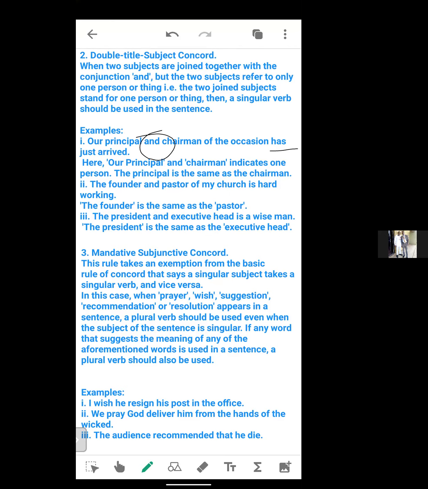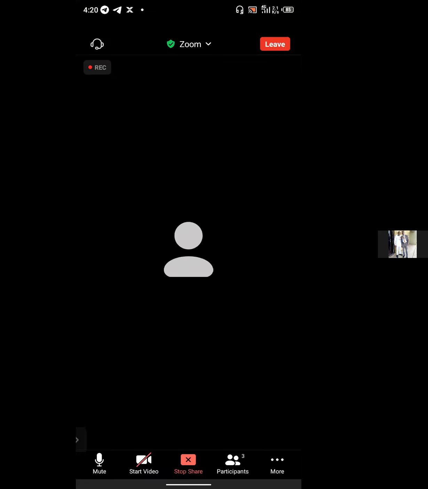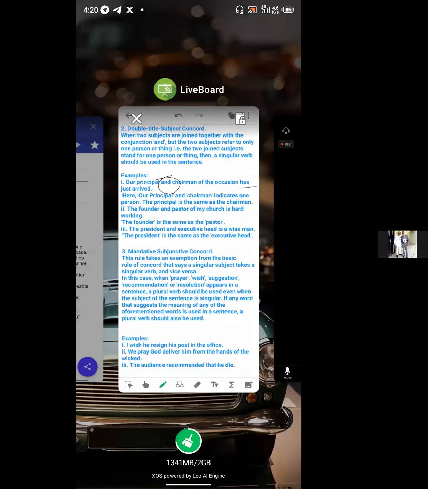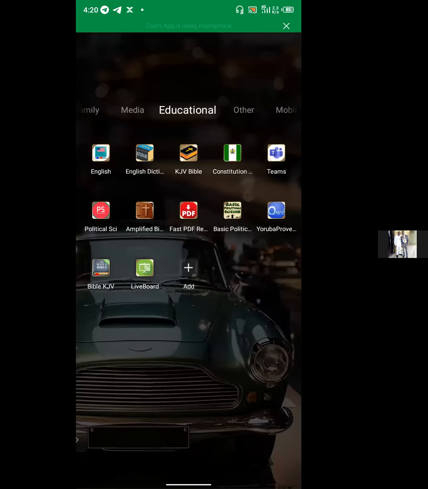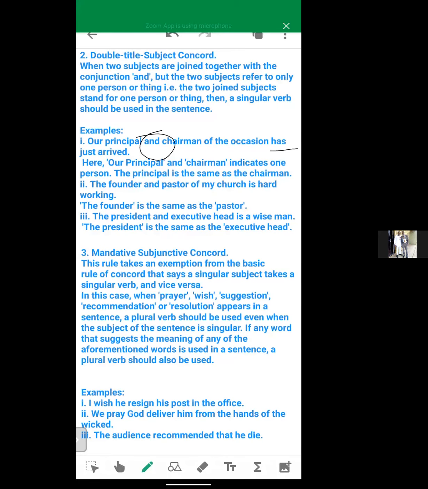So in this case, we tend to use a singular verb for the sentence. Which reads correctly that a principal, who is also the chairman of the occasion, has just arrived. Can we say that? So that is the application of this double title subject concord. A principal and chairman of the occasion has just arrived. Has is a singular verb. So here our principal and chairman indicates one person. The principal is the same as the chairman of the occasion.